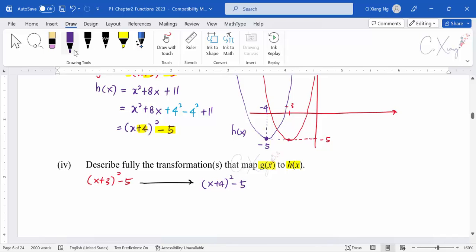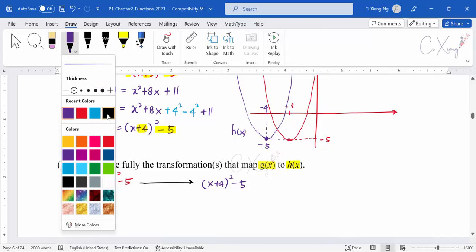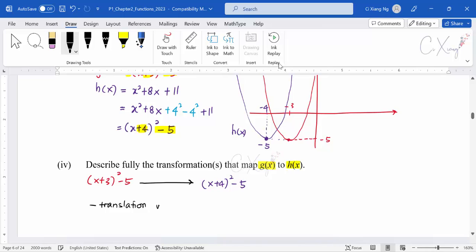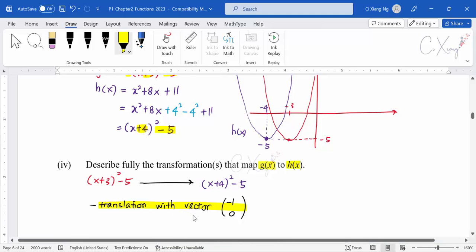So 1 unit to the left, which means that if you want to describe it clearly, your description can be something like this. It is actually a translation with the vector 1 unit to the left only. So you can write (-1, 0). The -1 tells you that the direction is the left direction, meaning you are moving it 1 unit to the left-hand side. Or you can also write it in a longer sentence: a translation of 1 unit to the left, also no problem.